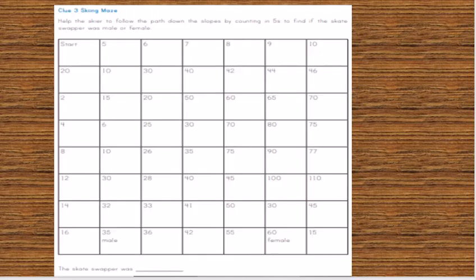Clue number 3. Now this one you can just pause your video and look. You're going to count by 5s to find your way down the slopes. It must touch the next square. So for example, look at start. You're going to move over to 5. Then counting by 5s, your next number will be 10. So you would look and see where 10 would be and continue on until you either come up with male or female when you get to the bottom of the slope.